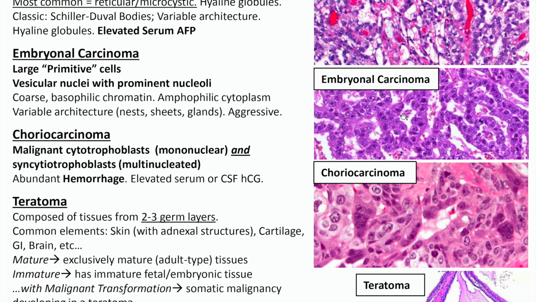So embryonal carcinoma, these are going to be large primitive cells with vesicular nuclei with prominent nucleoli, with a coarse basophilic chromatin, amphophilic cytoplasm, variable architecture, nests, sheets, and glands, and these are going to be pretty aggressive.